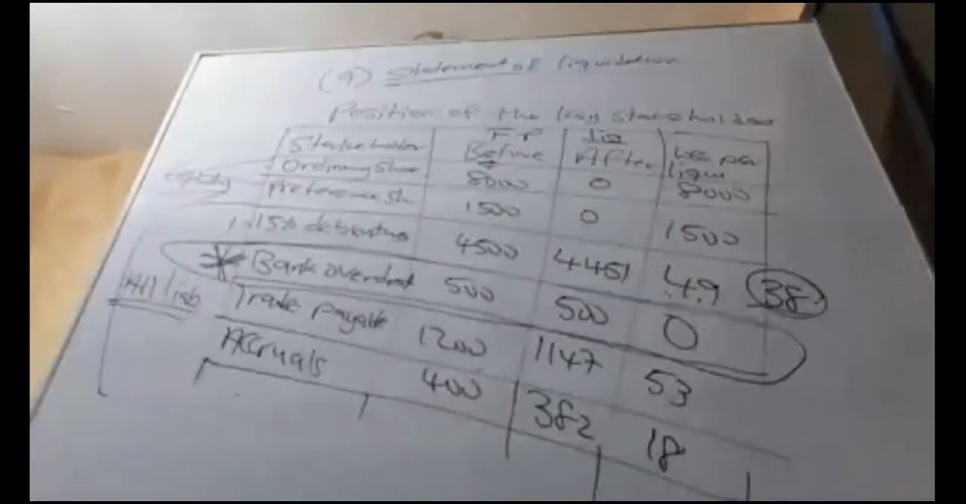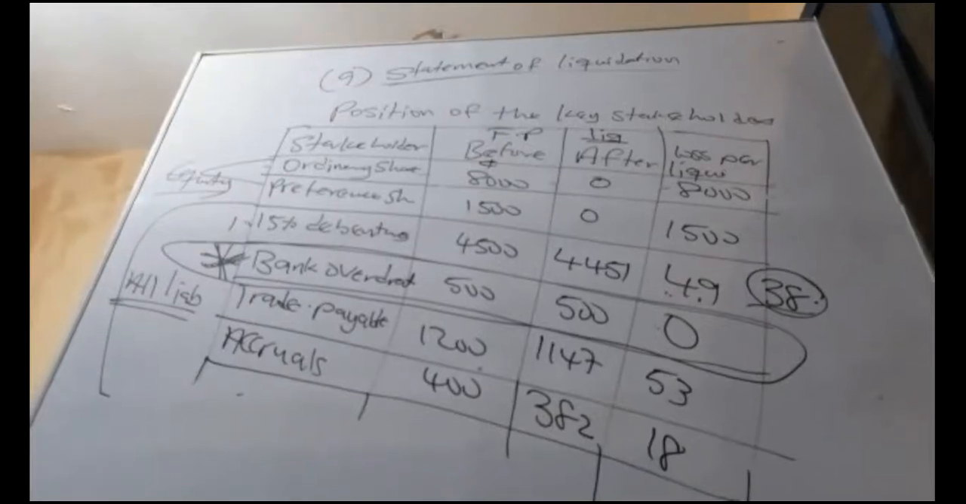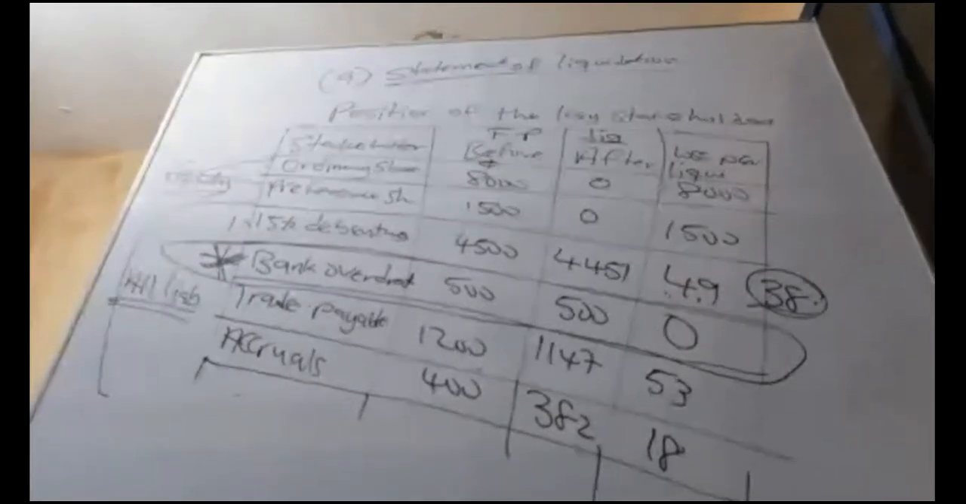So the analysis will be like this. In the event of liquidation or winding up, the bank will not lose anything. And hence, they will not accept the loss of 38.